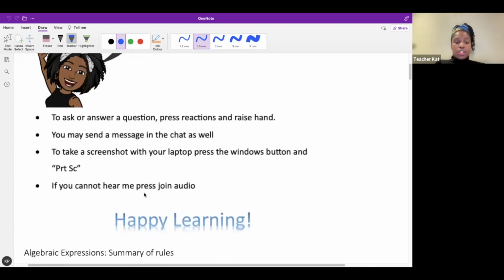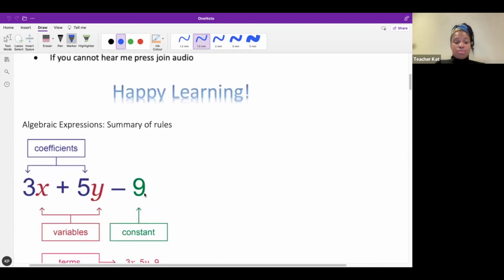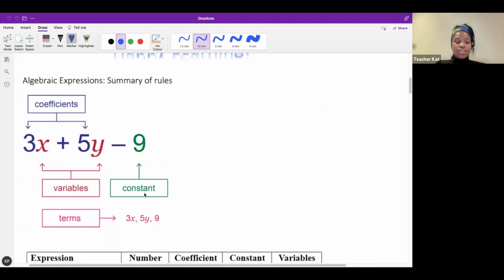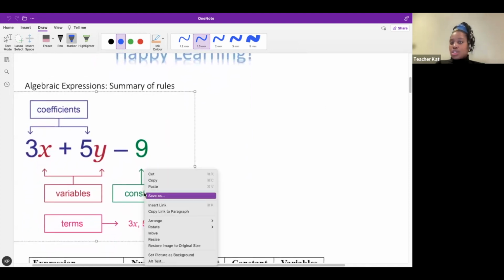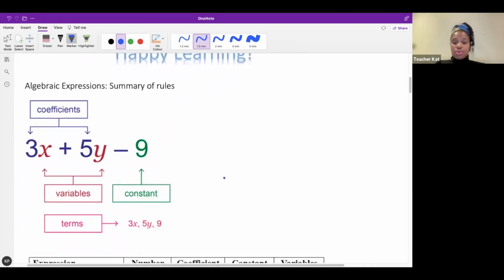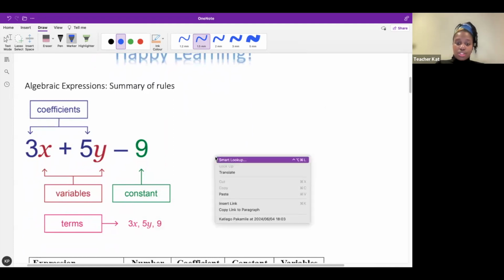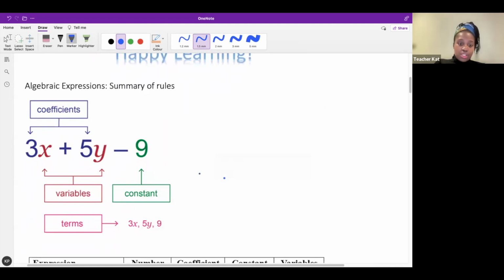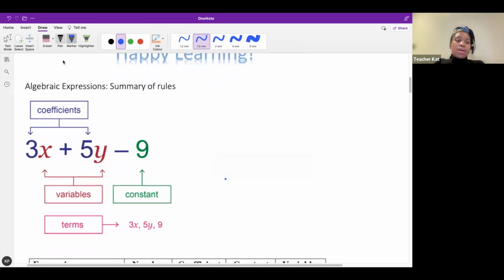Now, the first thing we're going to revise to do with algebraic expressions is the terminology, right? That's where we started with this whole thing. We want to refer to stuff with the correct terminology. So let's get going. All right, so this is an algebraic expression.